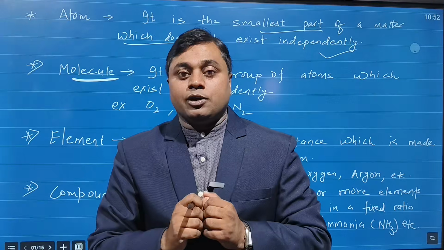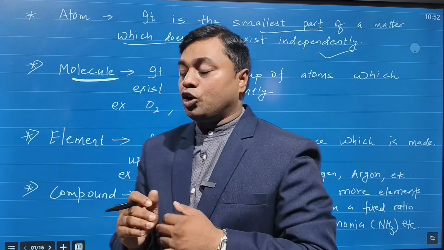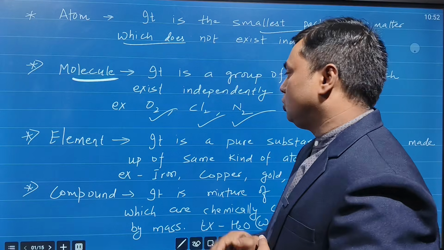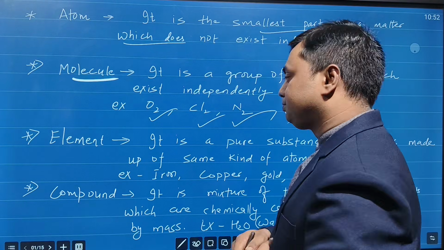What is a molecule? It is a group of atoms which exist independently. Like oxygen is a molecule, chlorine is a molecule, nitrogen is a molecule. Yes or no? Ozone, O3 is a molecule.